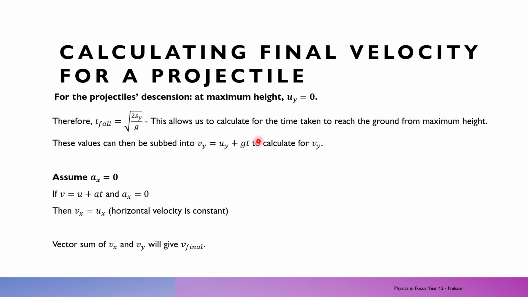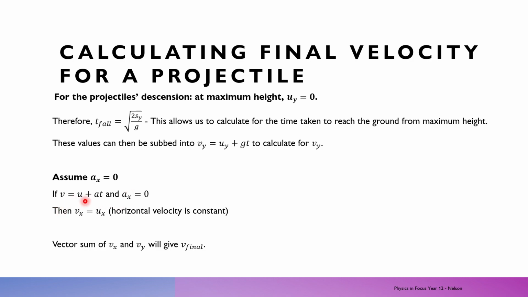Essentially, if you are able to find the time of fall, we can sub in values here to be able to calculate for the final velocity in the y-axis. As for the x-axis, this process is a little bit easier. As we've talked about previously, we assume that acceleration in the x-axis is equal to 0.